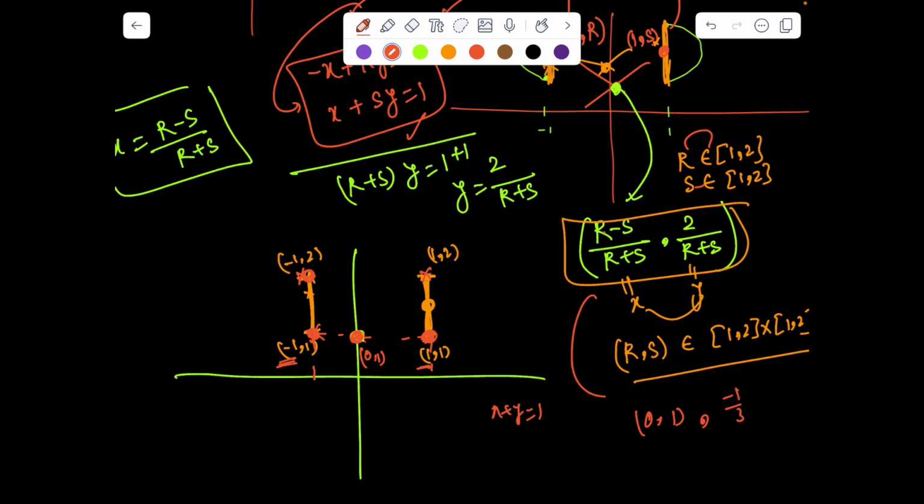So let's take again r as 1 and s as 2, the other point. r as 1 and s as 2. So we'll get -1/3, 2/3. So (-1/3, 2/3) will be the point somewhere here, right? So that is the point (-1/3, 2/3). Now let's take more points. Let's reverse the thing. If r is 2 and s is 1, so we'll have (1/3, 2/3), right? So (1/3, 2/3) is going to come here, exactly symmetric.